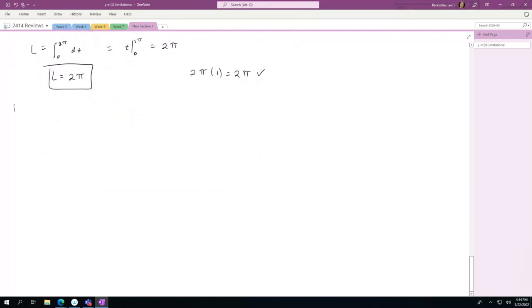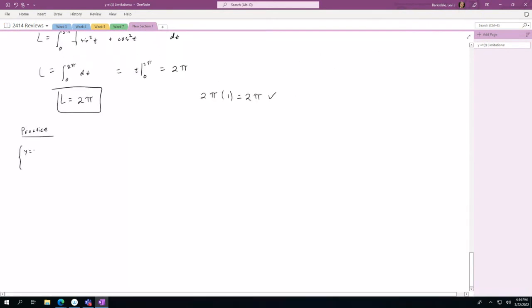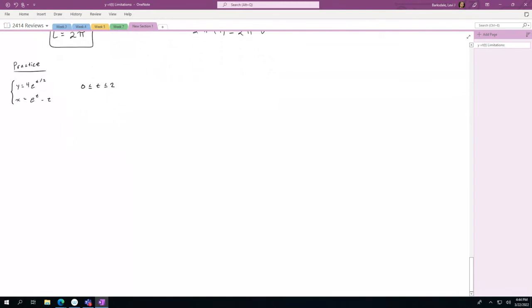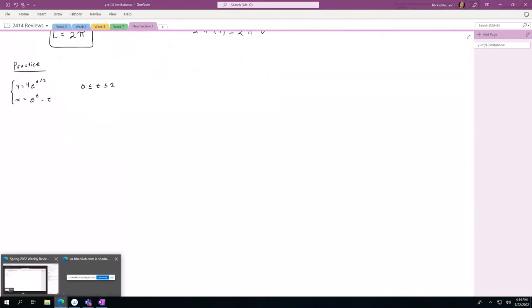Now, we'll go ahead and do a quick practice problem. If we have y is equal to 4 e to the t over 2, and then x is equal to e to the t minus t, and t goes from 0 to 2. I'll give you a couple of minutes to work through that, so good luck.